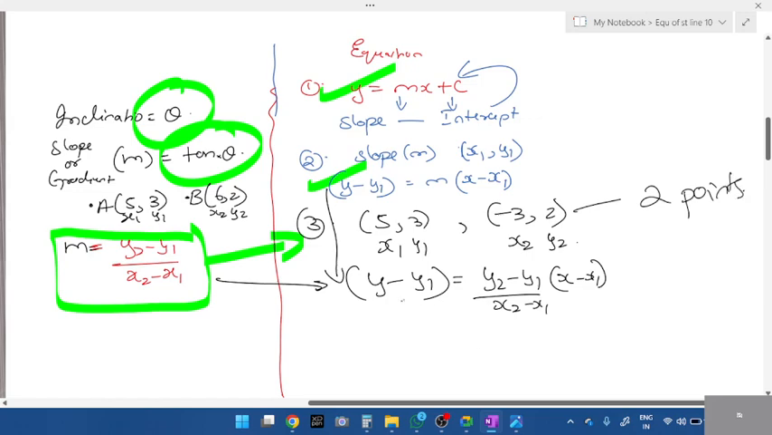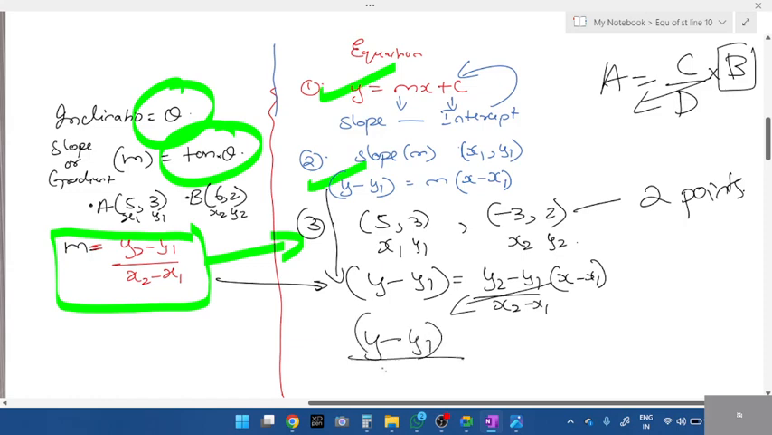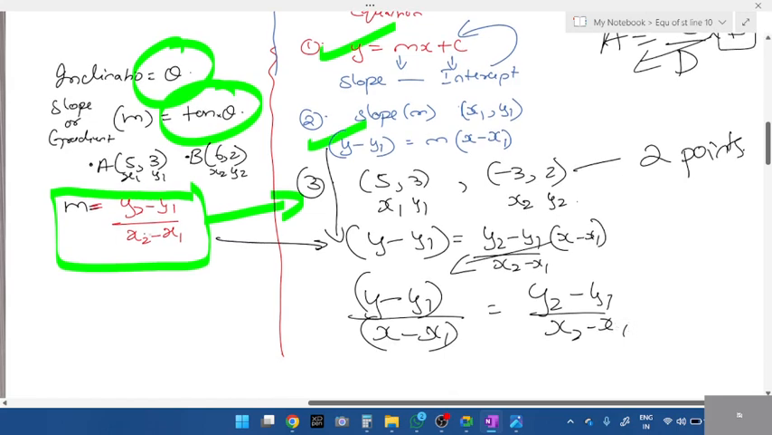So the final formula, see, it is like this. A is equal to CD by B. Keep C and D as it is, shift this B below. In the same way, shift this down. y minus y1 divided by x minus x1 is equal to y2 minus y1 divided by x2 minus x1. These are the formulas. And one more thing I missed out.